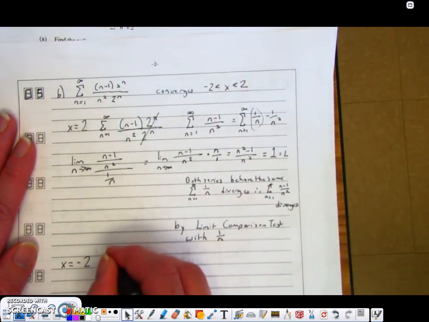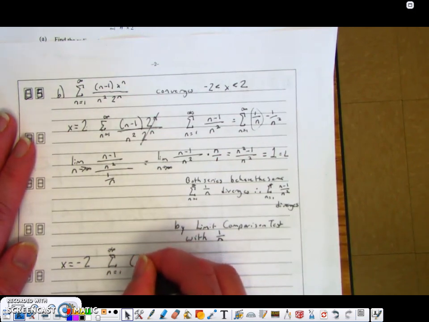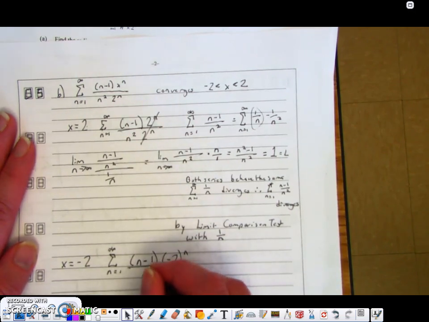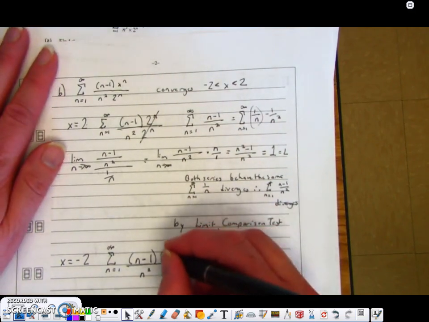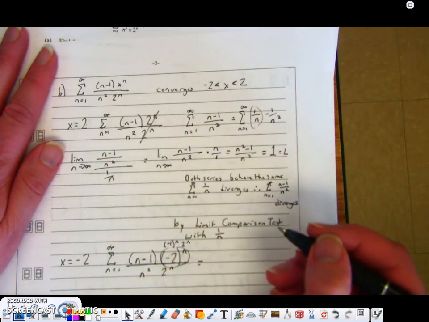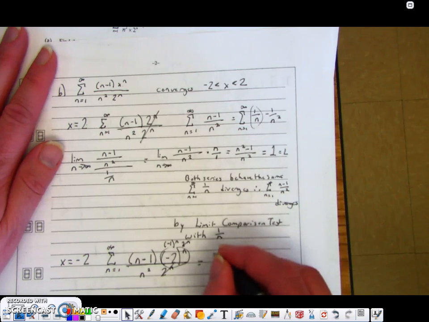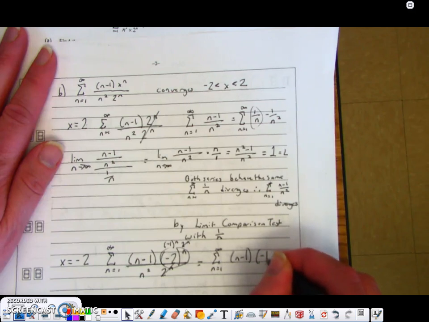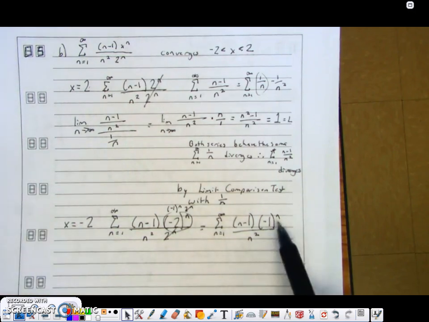So this is going to be the summation from n equals 1 to infinity of (n minus 1)(negative 2)^n over n squared times 2^n. This can actually be separated out to be (negative 1)^n times 2^n, and if you do that, the 2^n's will just cancel. So what you'll have is the summation from 1 to infinity of (n minus 1)(negative 1)^n over n squared. This is an alternating series because you see the (negative 1)^n.